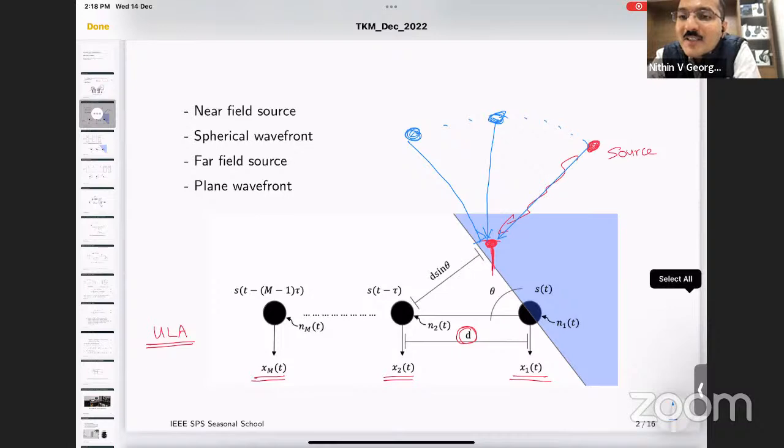Okay. So what is the beautiful part? The beautiful part is you have two ears and a head in between. What is the head doing?